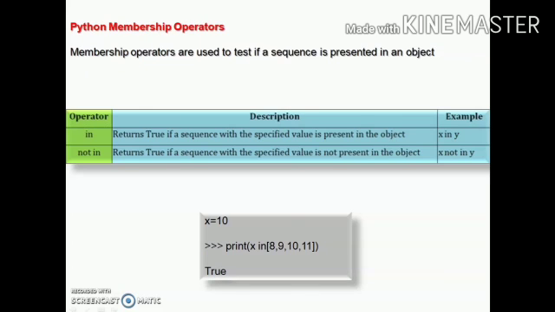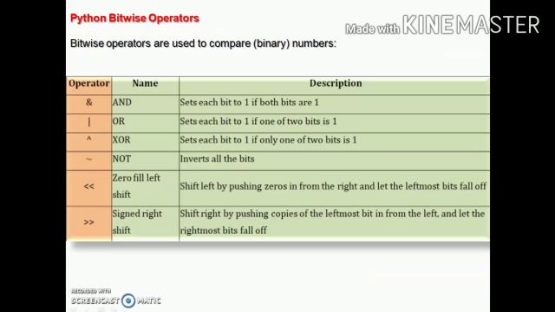Next is Python membership operators. Python membership operators are used to test if a sequence is present in an object. These are in and not in. It will return true if the object exists in the list, otherwise it will return false.